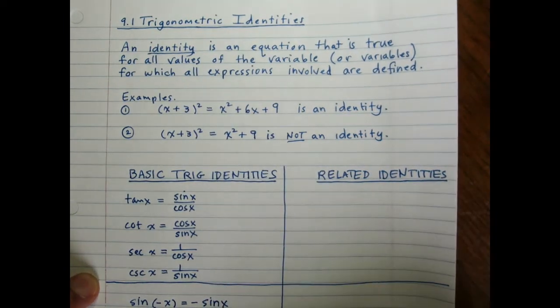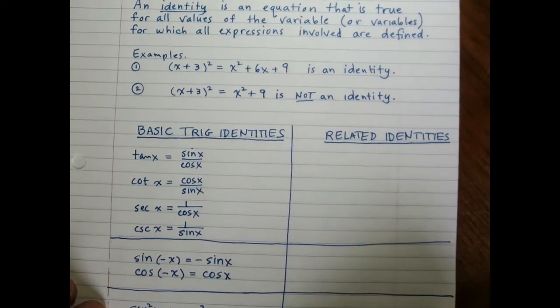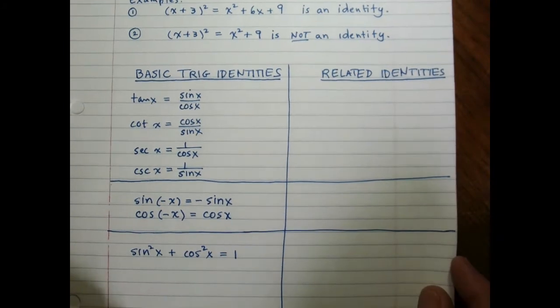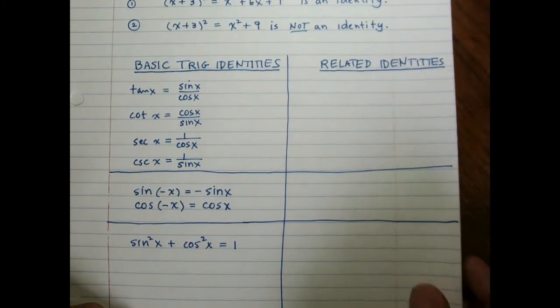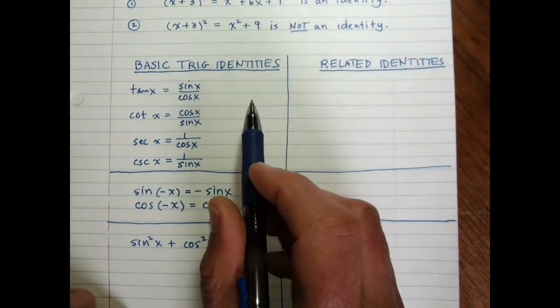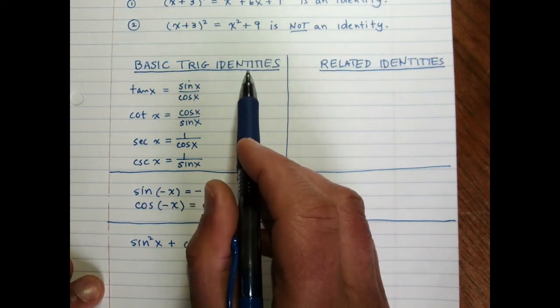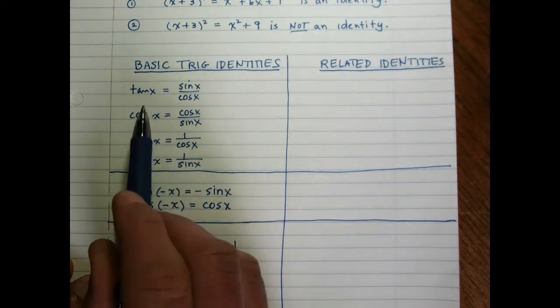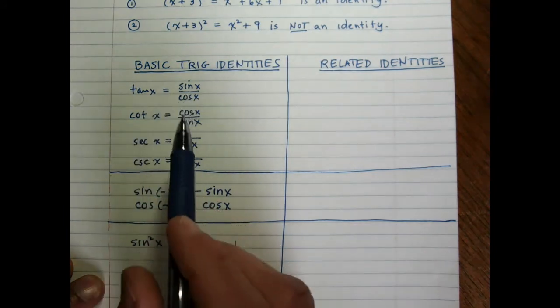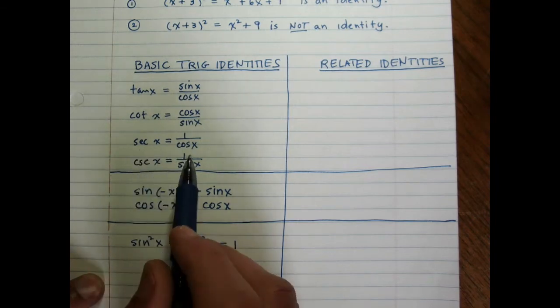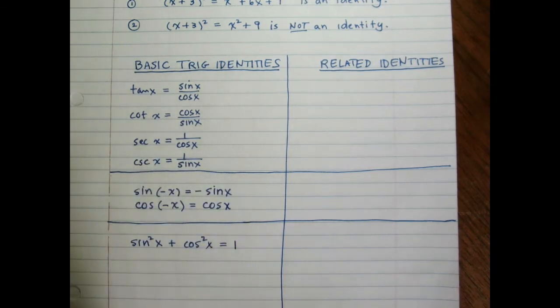Now we're focusing, of course, on trigonometry. So let's start talking about some trigonometric identities. One point I want to make before we do any problems is there are certain basic trig identities that you absolutely have to memorize, like tan x is sine over cosine, cotangent is cosine over sine, secant is 1 over cosine, cosecant is 1 over sine.